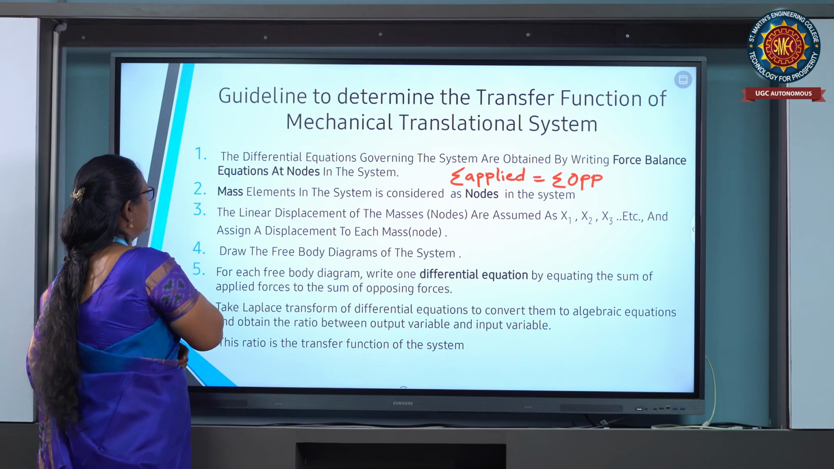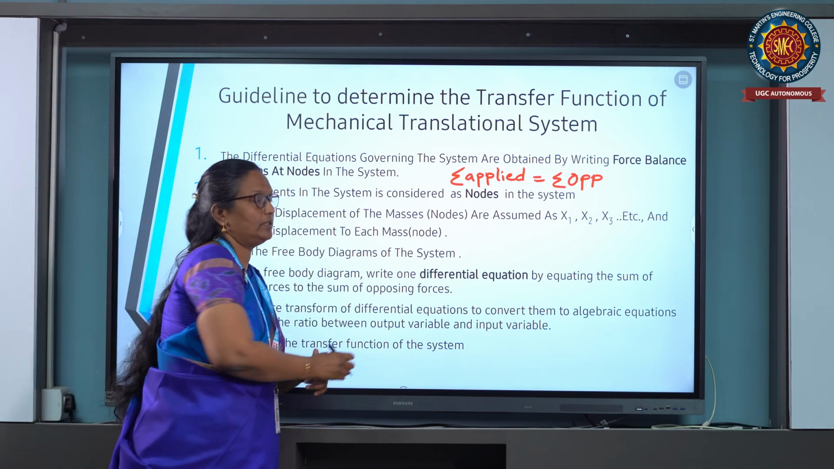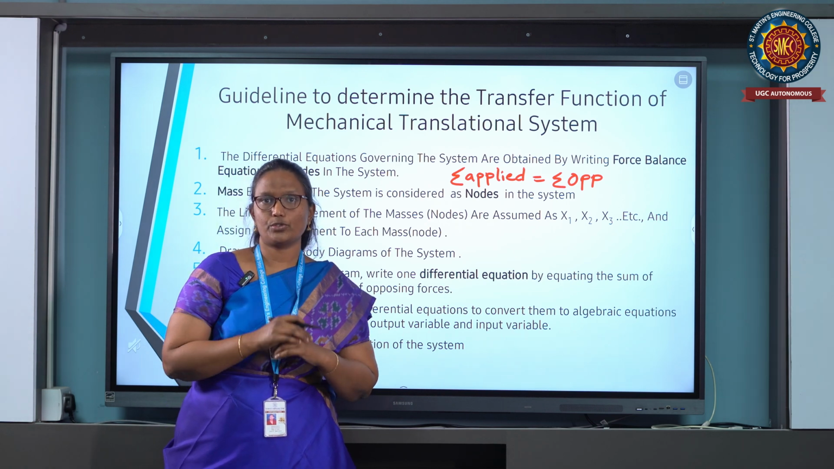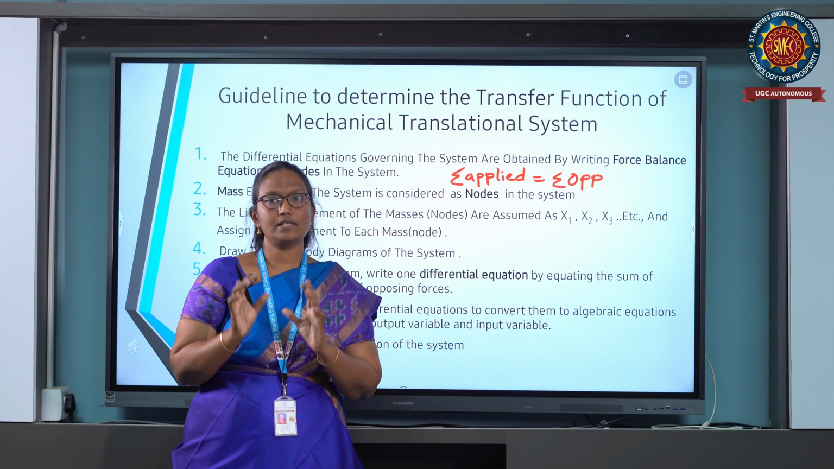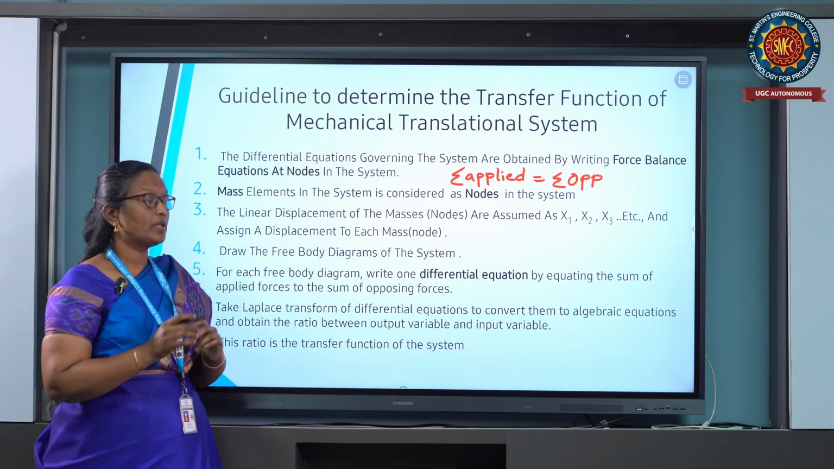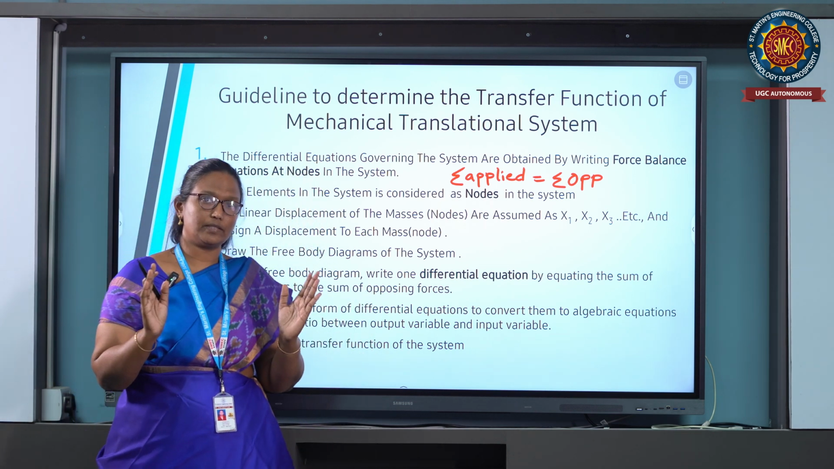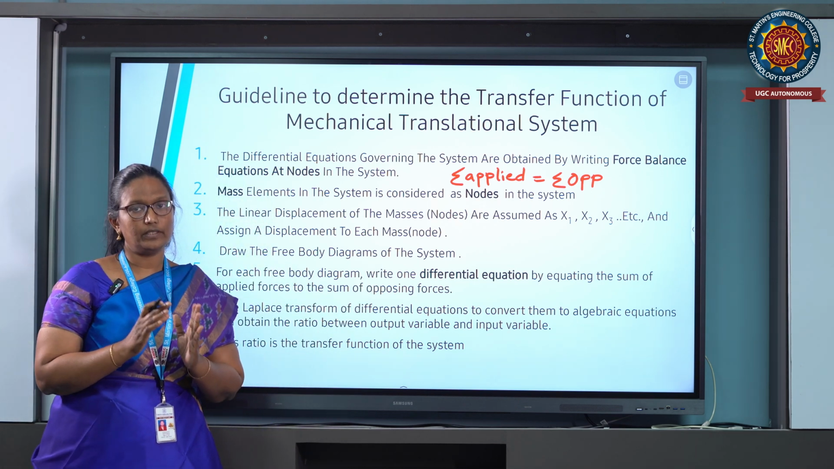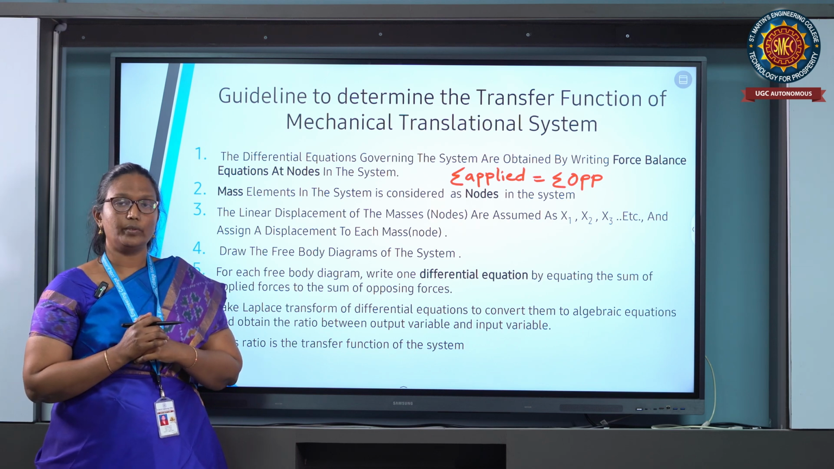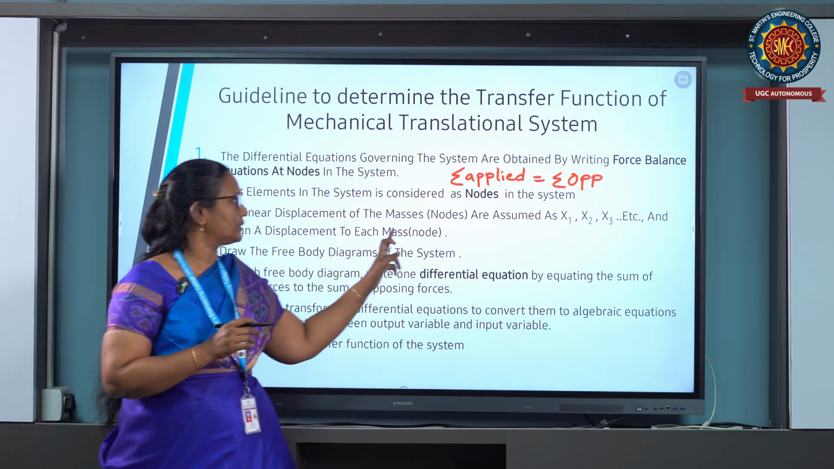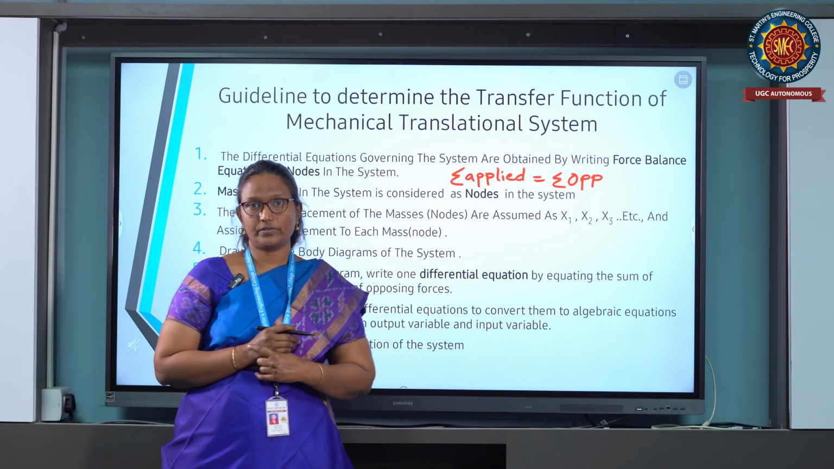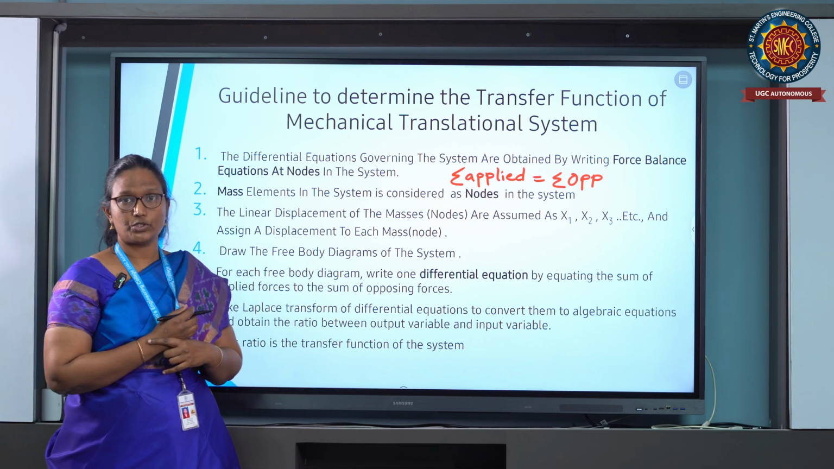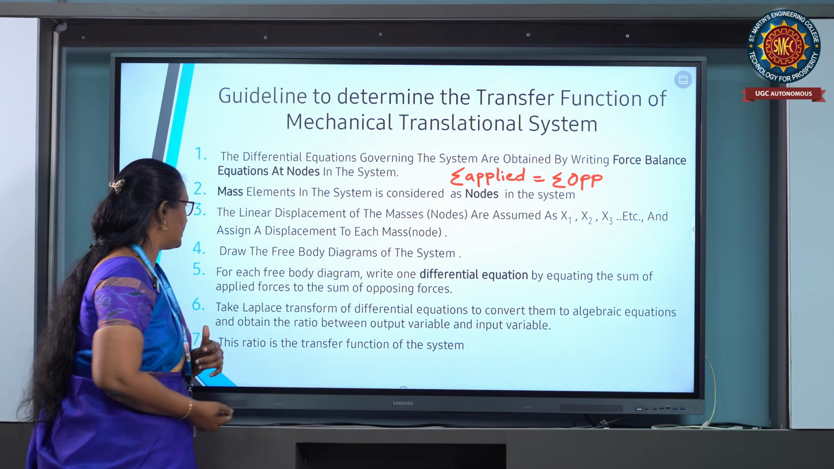Next, the second step is mass elements. Whatever mass elements are there, we are considering them as nodes. So we have to take according to the mass elements. Next we'll solve the problem and see it one by one. How many mass elements are there, that many displacements we also have to note down. That becomes our third step: assuming our distances. If it is specified in the problem, no need. If it is not specified, we can assume x1, x2, x3, and so on.